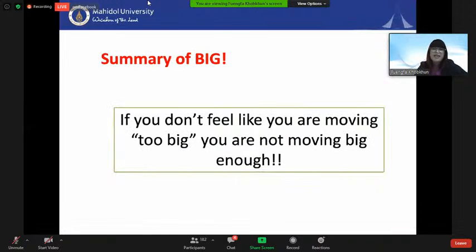If you don't have time for now, I just remind you: if you don't feel like you are moving too big, you are not moving big enough. You have to tell people, okay, your normal movement is like 10 meters, so you have to tell Parkinson's disease patients 15 meters or something like that. You have to exaggerate for them because they are hypokinetic.